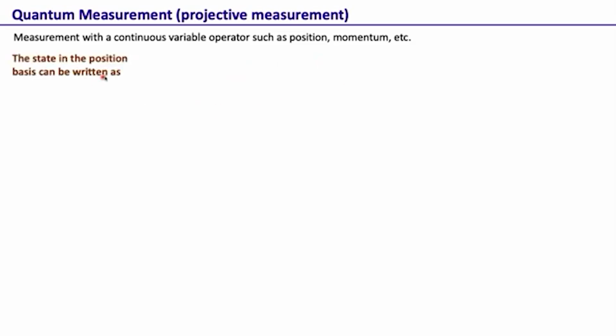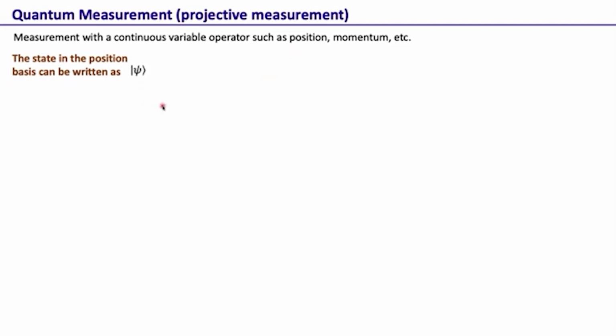Okay, so far we have done the measurement with discrete variables, but measurements can also be with continuous variable operators such as position and momentum, and so we will just do this measurement in the position basis. The formalism is exactly the same as what we have done for the discrete case. The only thing is that wherever we have this summation, that will be replaced by integrals.